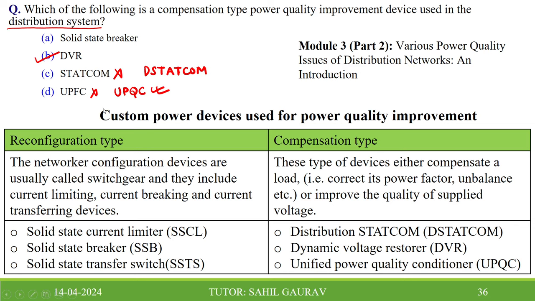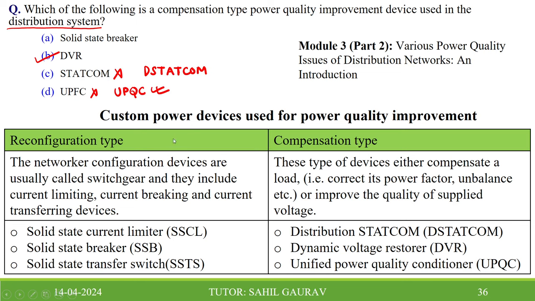Regarding power quality issues, you just go through these lecture slides, and here are some important points which need theory, so I have put notes here. Like this problem: which of the following is a compensation type power quality improvement device used in the distribution system? The options are solid state breaker, DVR, STATCOM, UPFC. STATCOM is in the transmission system, so it will not be the answer. UPFC is not, since UPQC is used in the distribution system. So DVR is the only answer.